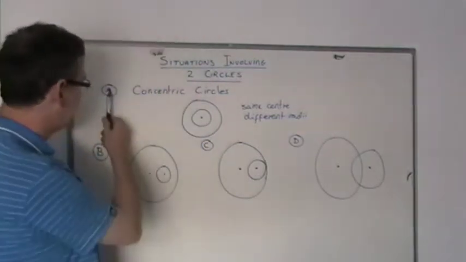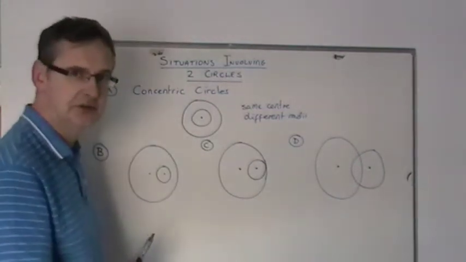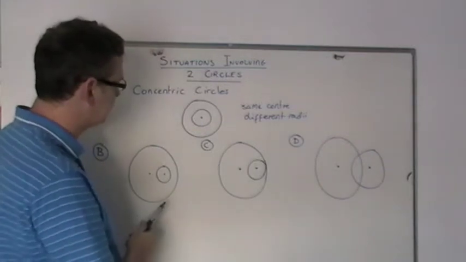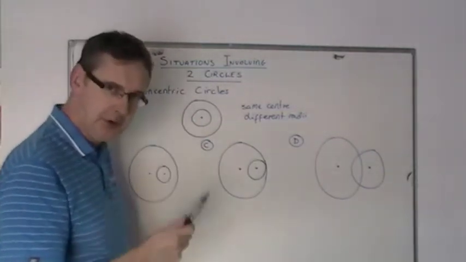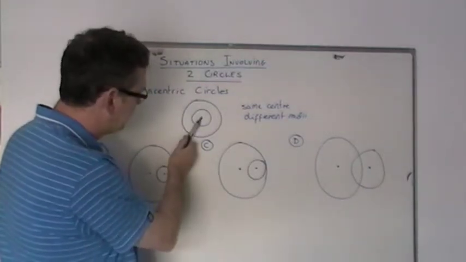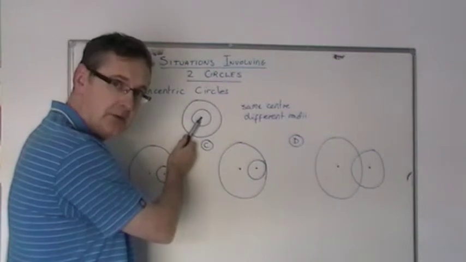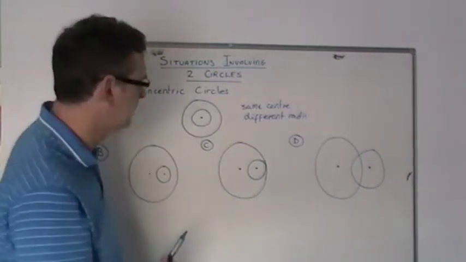You could have case A, for example, where you might have something called concentric circles. Concentric circles are basically one circle contained within another circle, but importantly, they have both got the same centre point. In other words, they've got the same centre point but different radii. They are known as concentric circles.